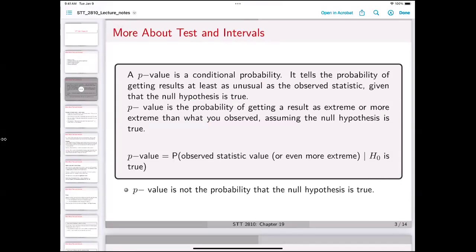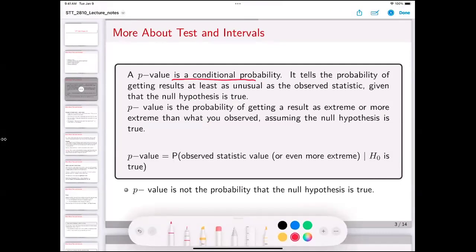One thing you have to understand is the p-value is a conditional probability. So it tells the probability of getting a result at least as unusual as the observed statistic, given that the null hypothesis is true. That is what the p-value means. So you can see I wrote that here too. I recommend that you write this meaning in your sheets because you are going to be tested on the interpretations of that.